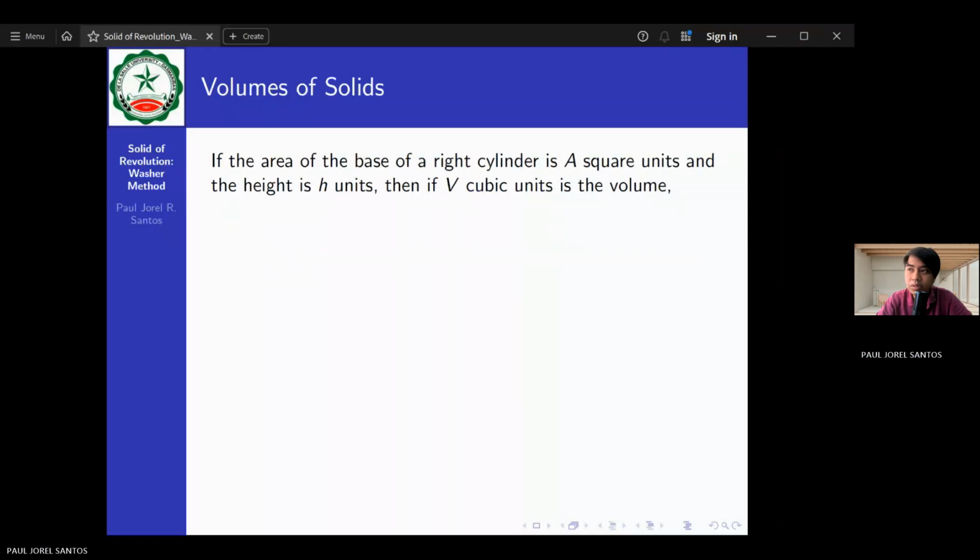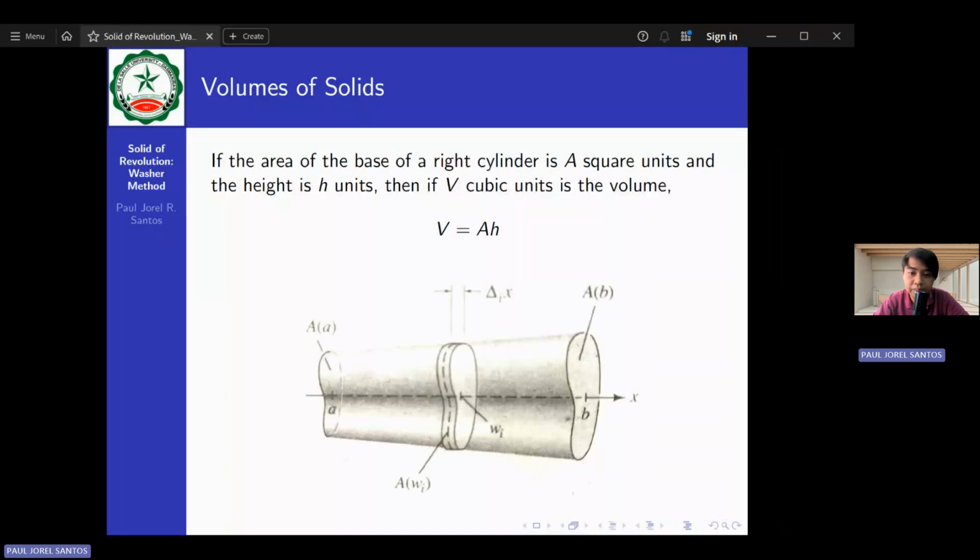Now, first, let us discuss volumes of solids. If the area of the base of a right cylinder is A square units and the height is H units, and V represents the volume in cubic units, then the volume is equal to the area of the base of the right cylinder multiplied by the height of the right cylinder.